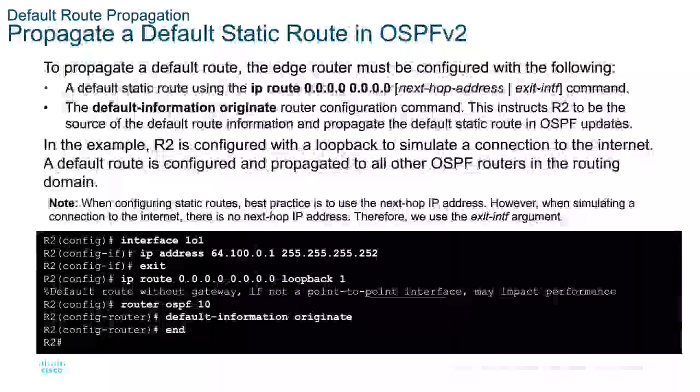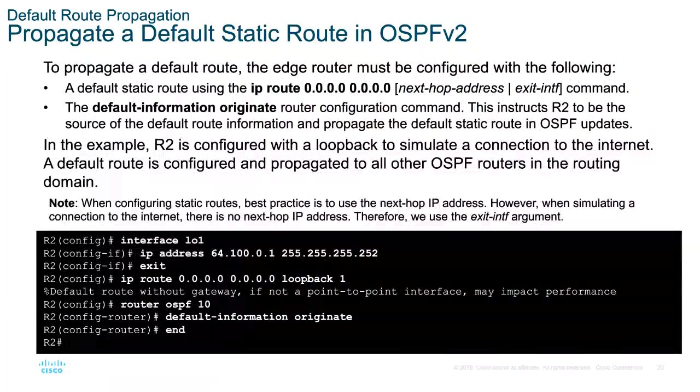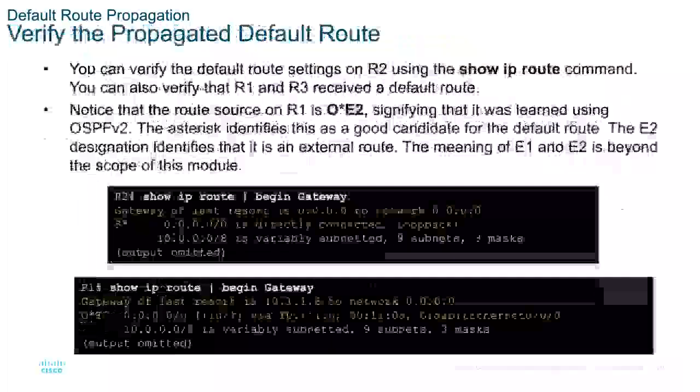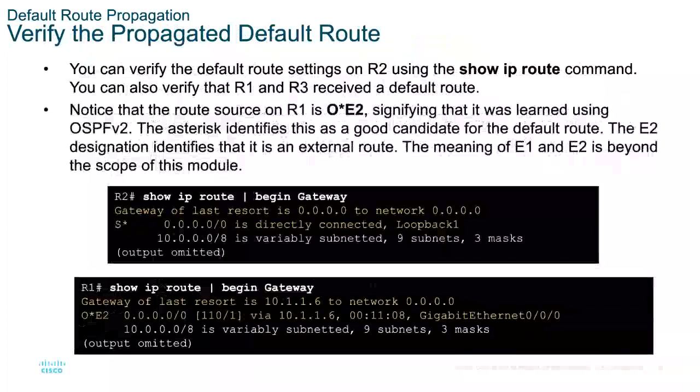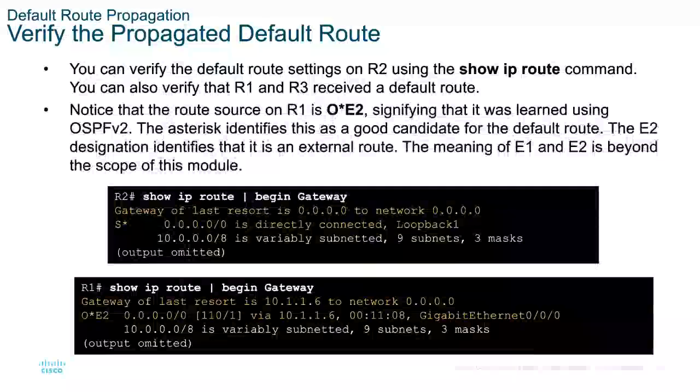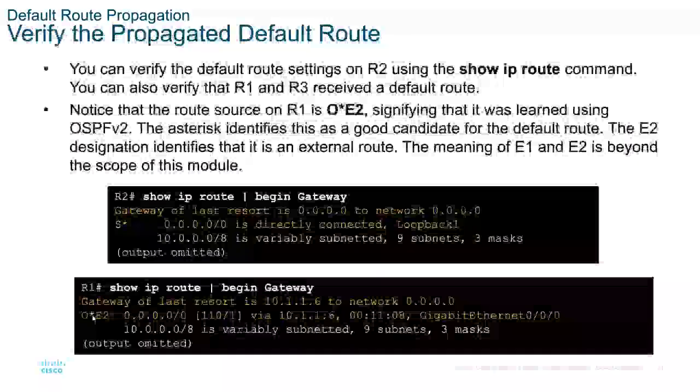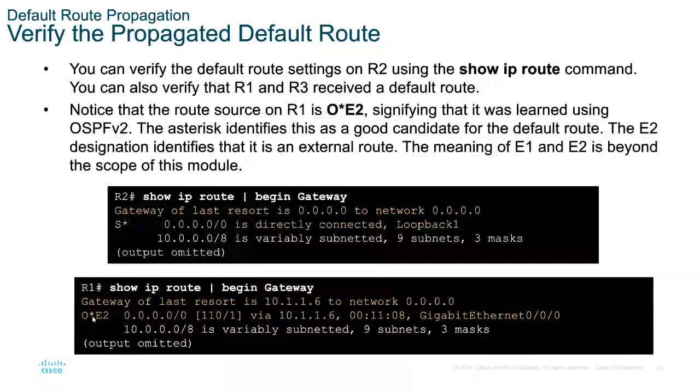Now, one little issue with this. It doesn't update the cost as it goes through. All your costs to the gateway will be the same. Just a word of warning. So on router 2 we will have a static route and it's directly connected, whereas on our other devices it will show up as a static, with the asterisk representing that it's a candidate for a default gateway.